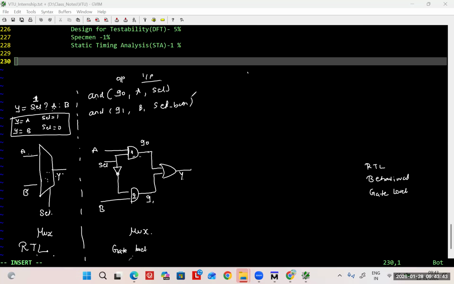Correct. Can you tell me for Y? Y equal to what? Sorry, not Y, G0. OR Y, comma, G0, comma, G1. Now the question comes to you: which coding is better? RTL coding is better or gate level coding is better?